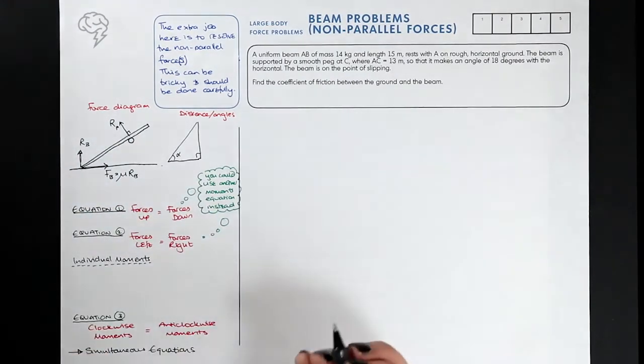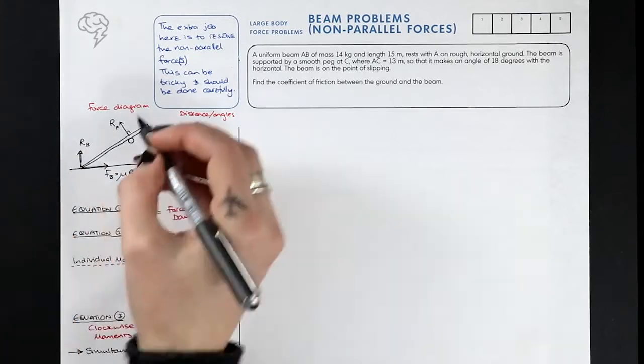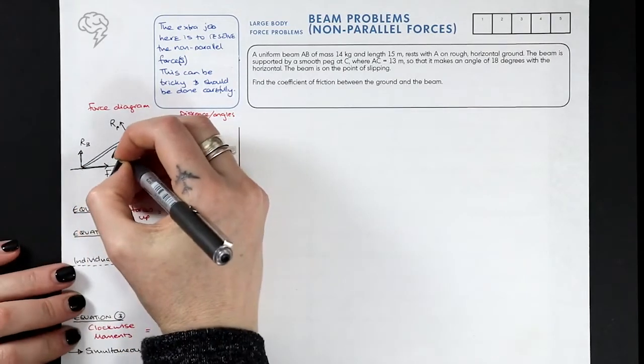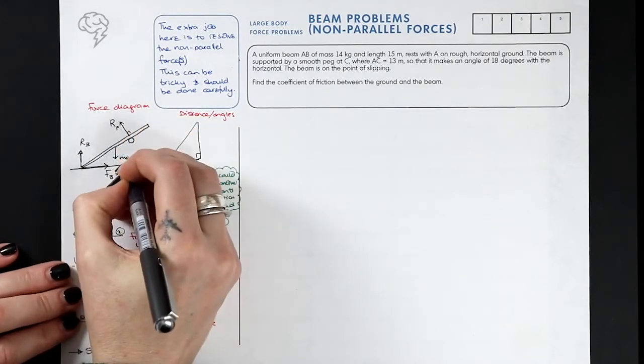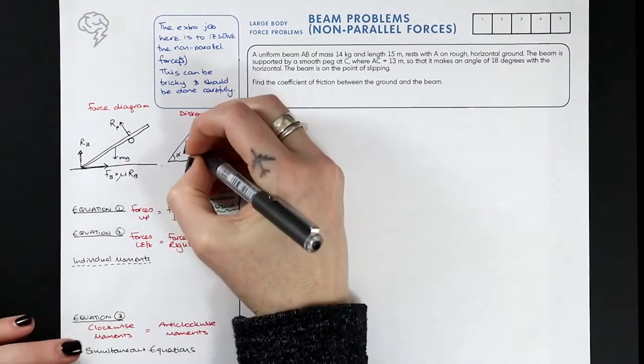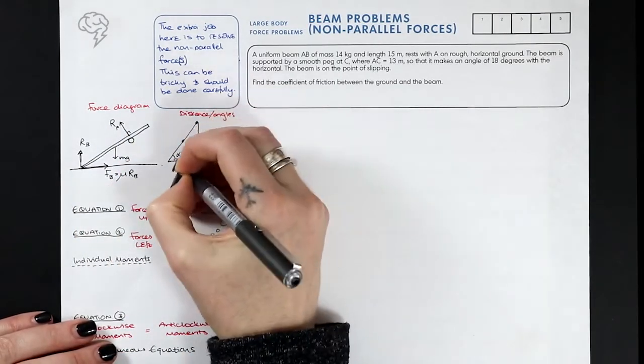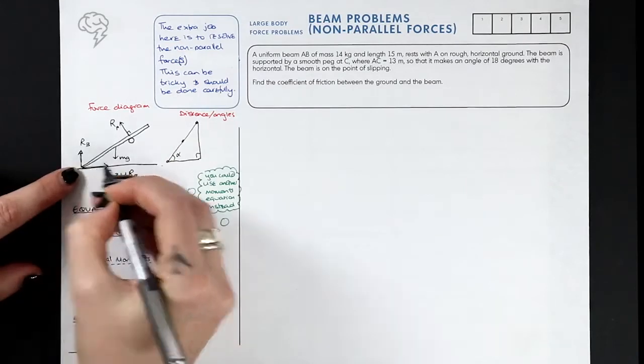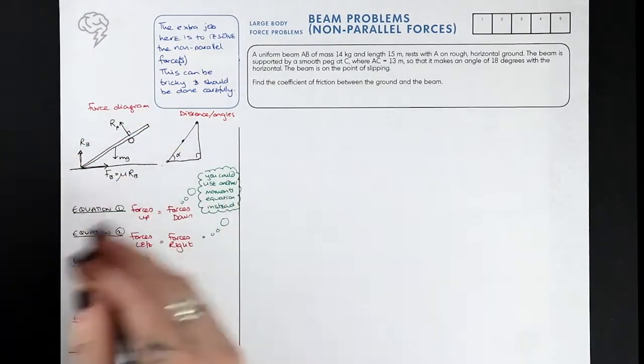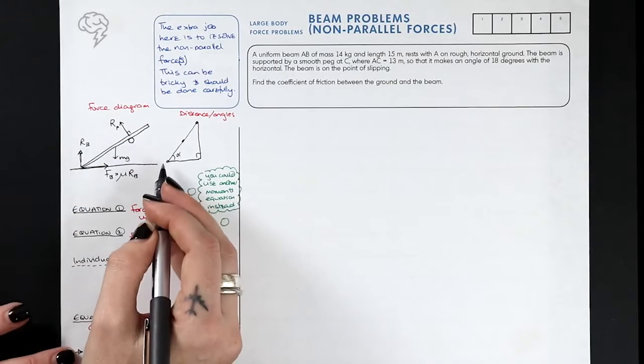Right, we may or may not have some other forces. Maybe somebody's pushing something. We've also got weight, which may or may not go through the centre, depending on whether or not it's a uniform beam. I'd put some things on here telling me all the distances, and I've got the angle measured there, and maybe there's another angle measured here. So sort out your force diagram.